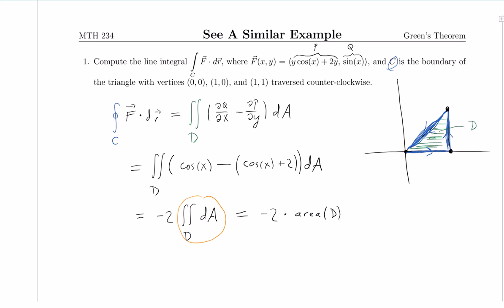And in this case, the region D is simple enough, it's just a triangle, that we can compute it without using calculus. The triangle has width 1 and height 1. And so we know that the area of a triangle is 1/2 times the width of the base times the height. So again, the area is 1/2 base times height. And in this case, the base and height are both 1. And so in the end, the area of the triangle is just 1/2. And so the value of this line integral is -1.